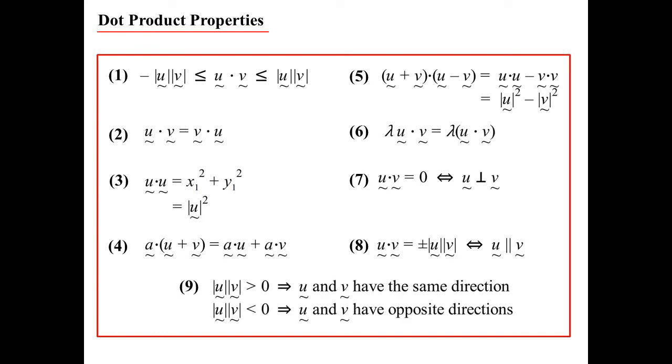Well, if it's positive, then those vectors are going in the same direction. But if it's negative, then your vectors must be going in opposite directions. So A, B, and C are three-dimensional vectors. We're going to prove this property then.